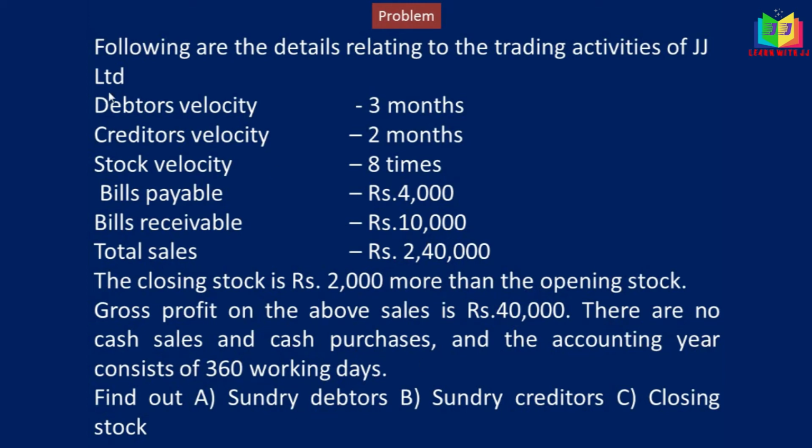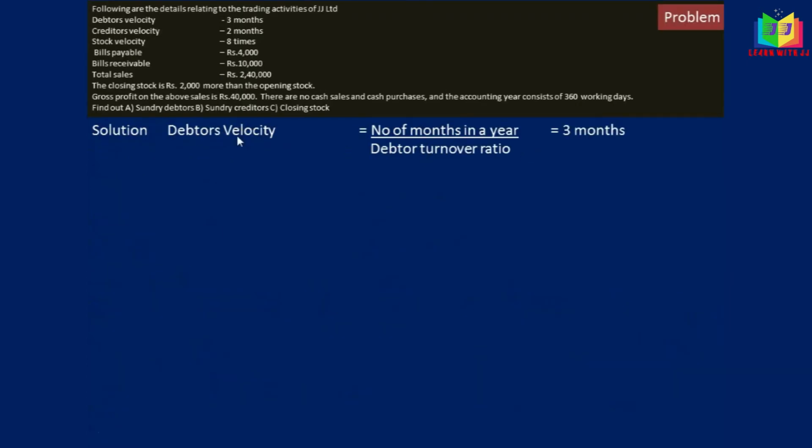First, we'll start doing the problem to find the sundry debtors, using this debtors velocity. And the formula of this debtors velocity is number of months in a year, because here the number of months was given.